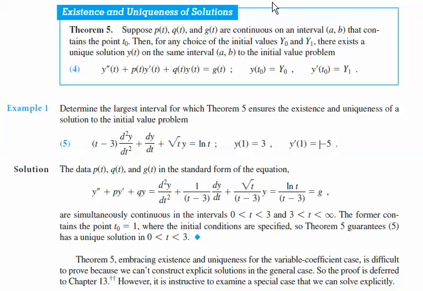No, it's not an entirely unique solution. Look, it says for any choice of the initial values y sub naught and y sub 1, so the initial value of y and y prime, if you're given the initial position and velocity, basically, then there exists a unique solution on the same interval.